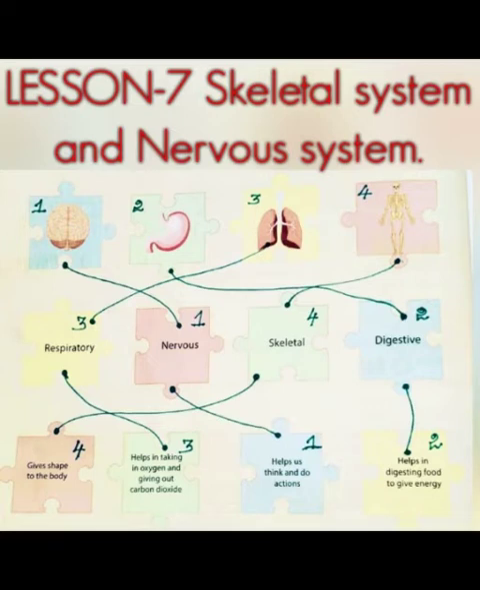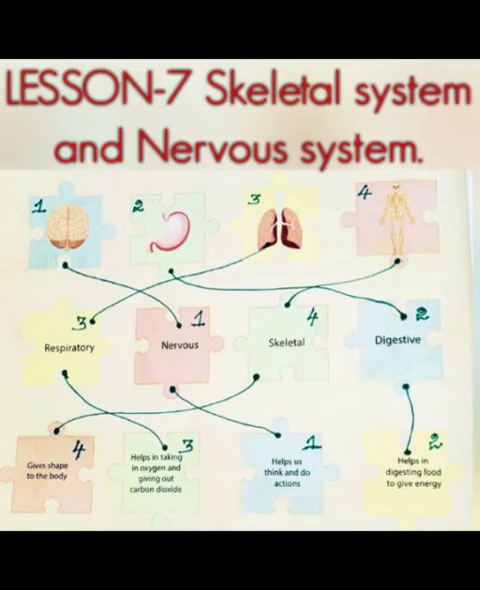Then what's the main organ of the nervous system? Brain. So, brain links to nervous system. What's the main organ of the digestive system? Stomach. So, the second one is linked to digestive system.